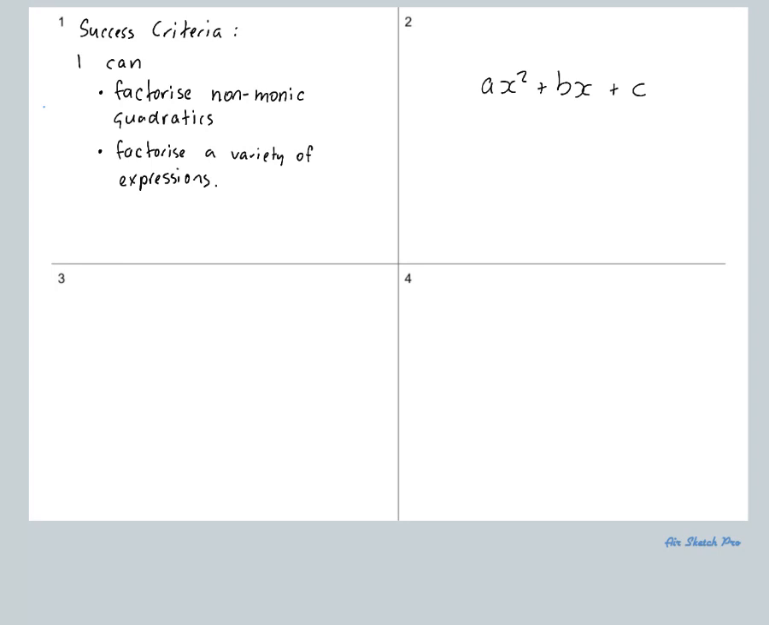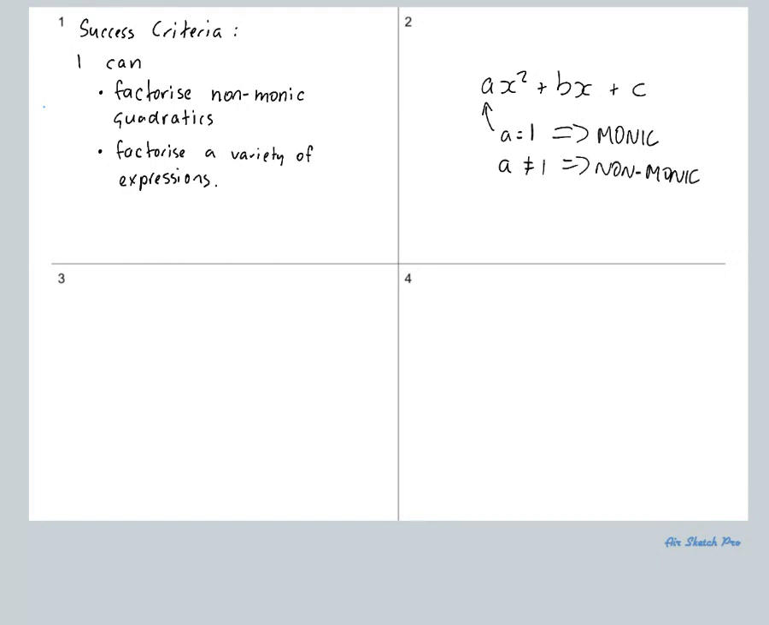Up until now, when I've asked you to factorize a trinomial or a quadratic, it's been a monic quadratic, which means that this value here, a, is 1. A non-monic quadratic is one where a is not equal to 1. There we go, non-monic.